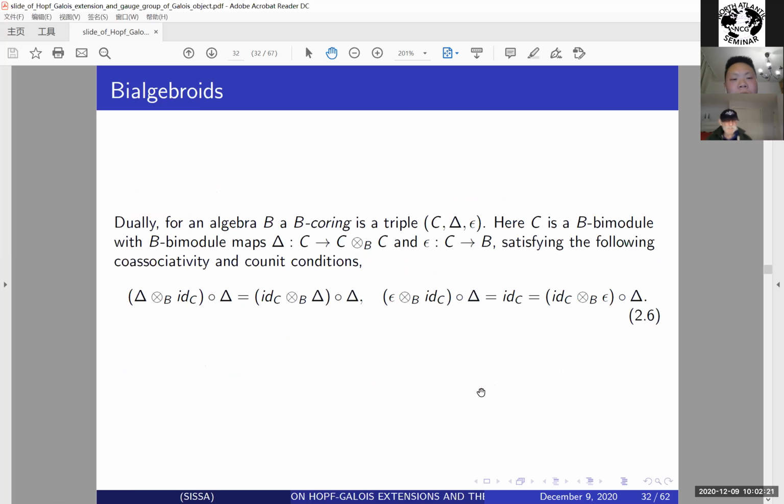Okay, so dually we can also define the B-coring for an algebra B. The coring consists of a triple (C, Delta, epsilon), where C is again a B-bimodule, Delta is a bimodule map from C to the balanced tensor product C tensor_B C, and epsilon is again a bimodule map from C to B, satisfying the coassociativity and counit conditions, see that in 1.6. We can see that when we replace B by some fundamental field, for example the complex numbers, then a B-ring and a B-coring are just a K-algebra and a coalgebra.